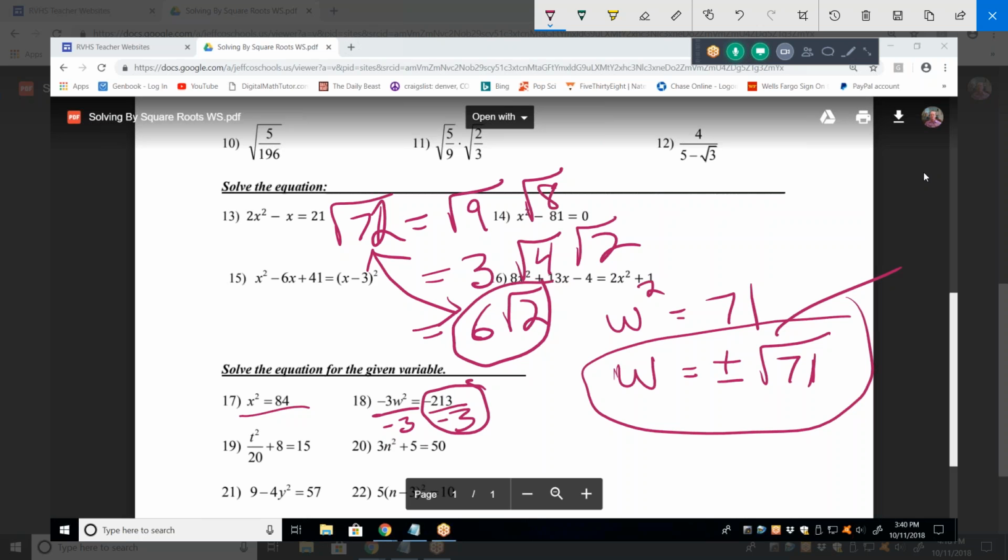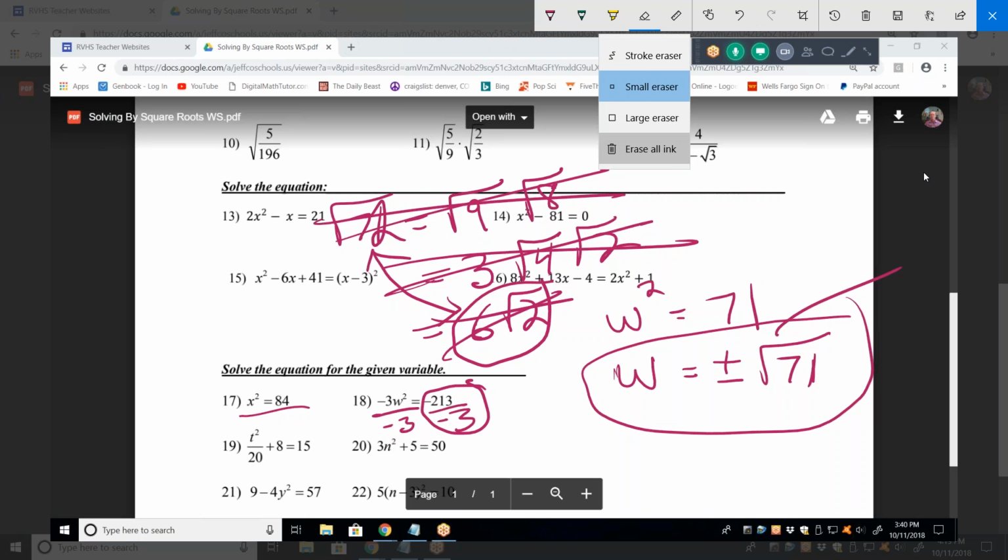Correct. In our case, because it's 71 and not 72, then we can't do any of that, because 71 is a prime number. When you find a prime number and you take the square root of it, just leave it alone. If it has no factors at all, then it's simplified. Even if it has factors, it could be simplified.